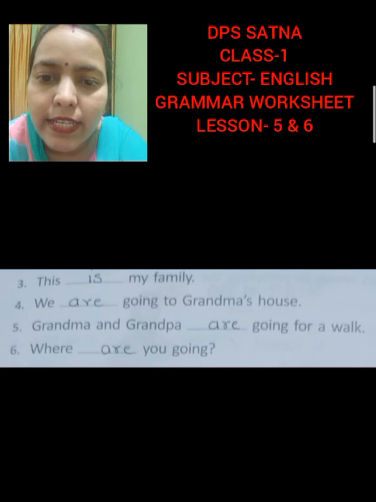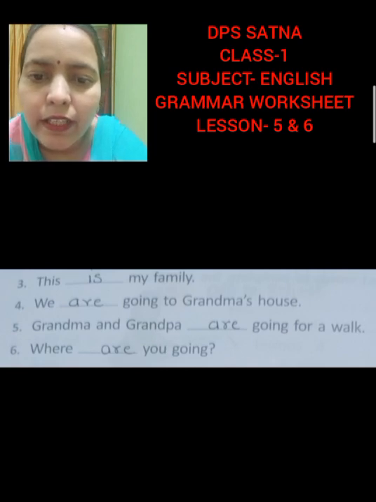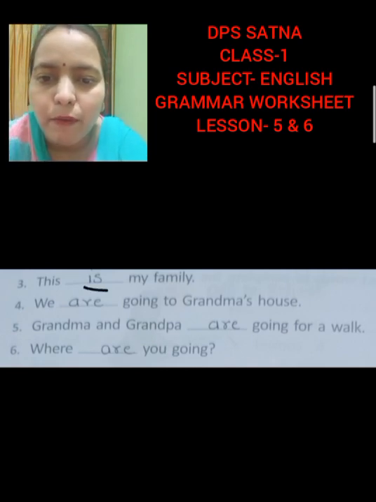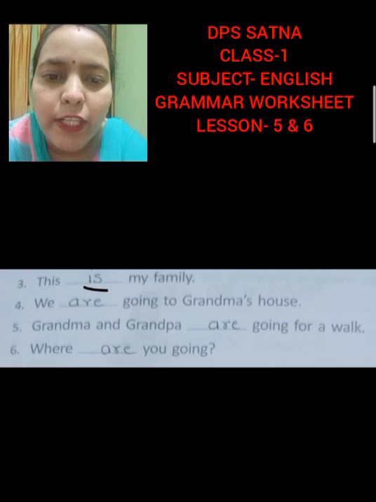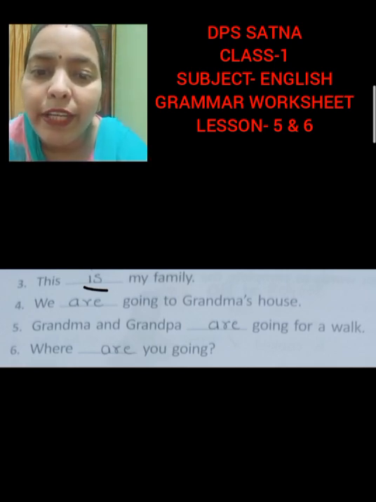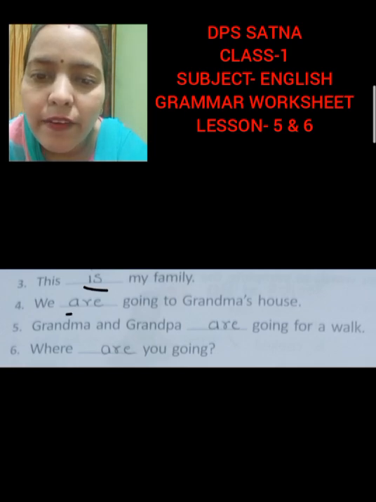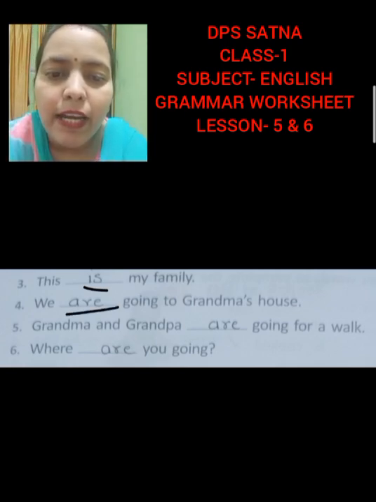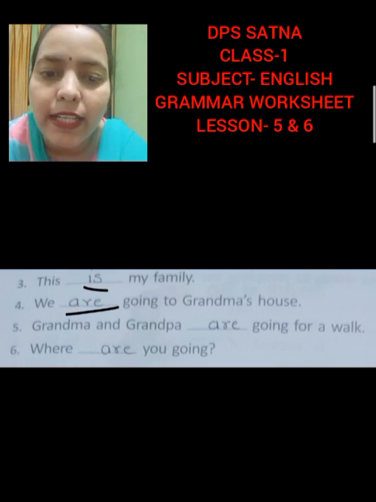Now the third sentence is this dash my family. So they are talking about one thing. Is will come over here. We dash going to grandma's house. So with we always use are, A-R-E. Grandma and grandpa dash going for a walk. So we are talking about two person. Then again are will come over here.